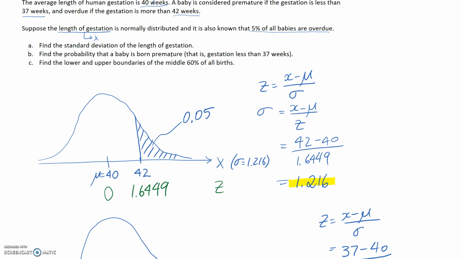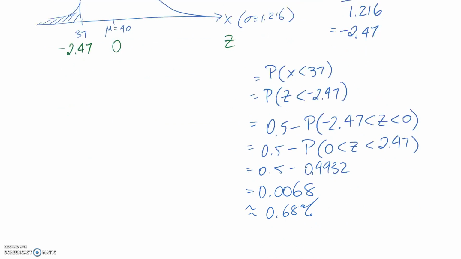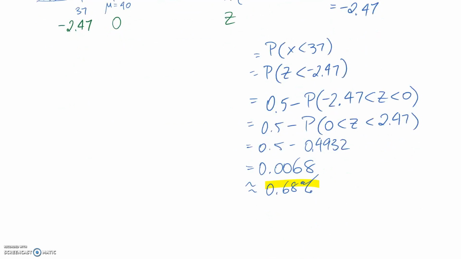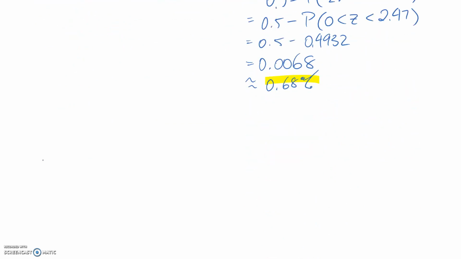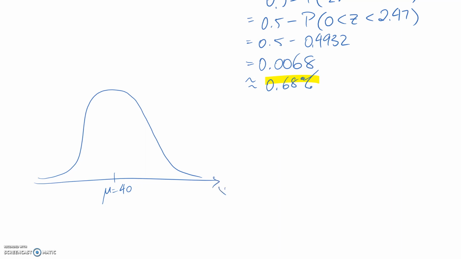So part C is to find the lower and upper boundaries of the middle 60% of all births. So again, let's start by drawing ourselves a diagram of the situation. So the mean is sitting at 40, and remember our standard deviation here was 1.216. So we want the middle 60%. So we're going to have a lower and an upper cutoff, which I'll call x1 and x2.